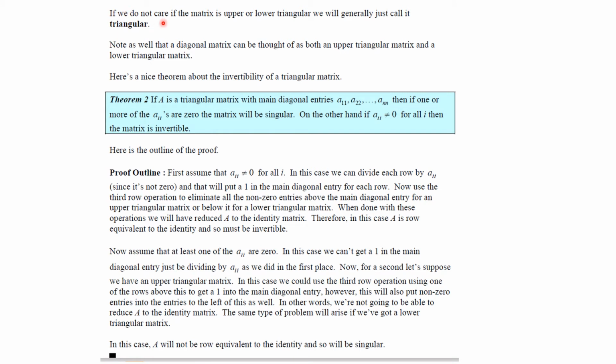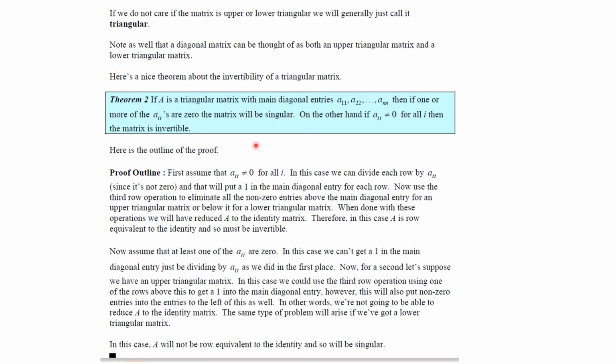And sometimes if we don't care if the matrix is upper or lower triangular, we might just call it a triangular matrix. And note that, given the definition, a diagonal matrix can be thought of as both an upper triangular matrix and a lower triangular matrix.